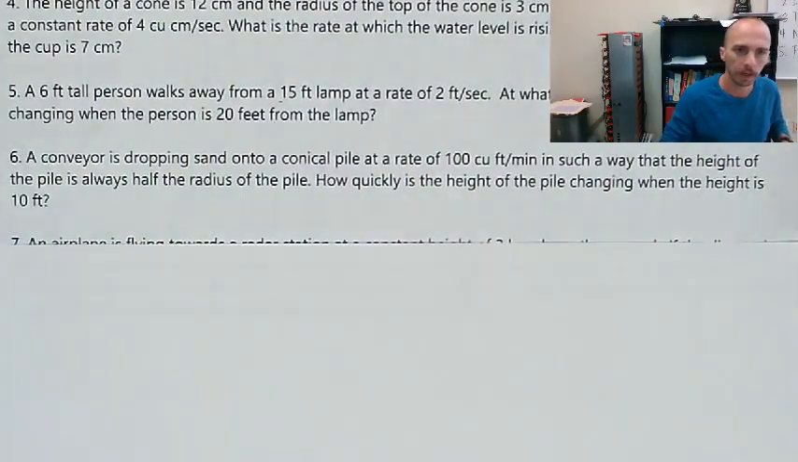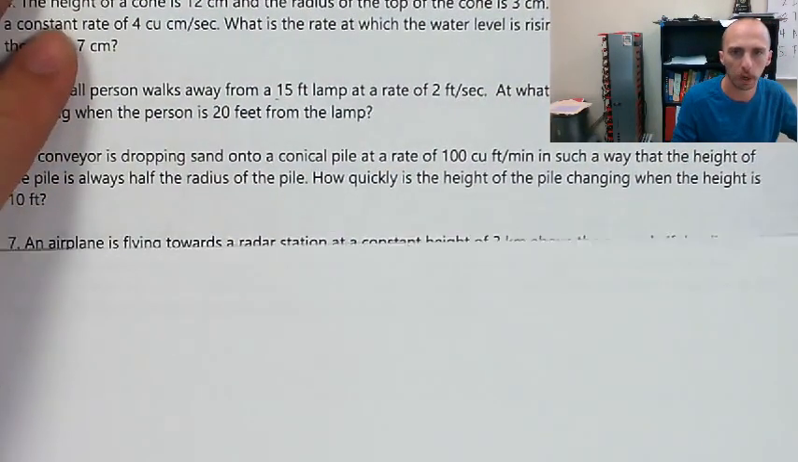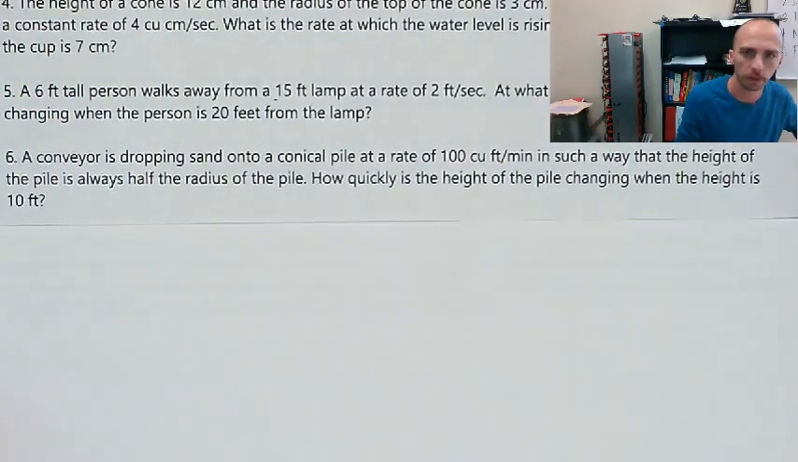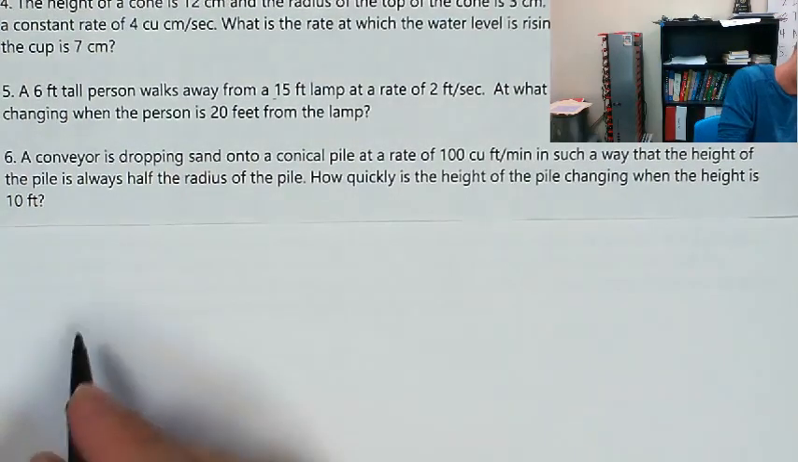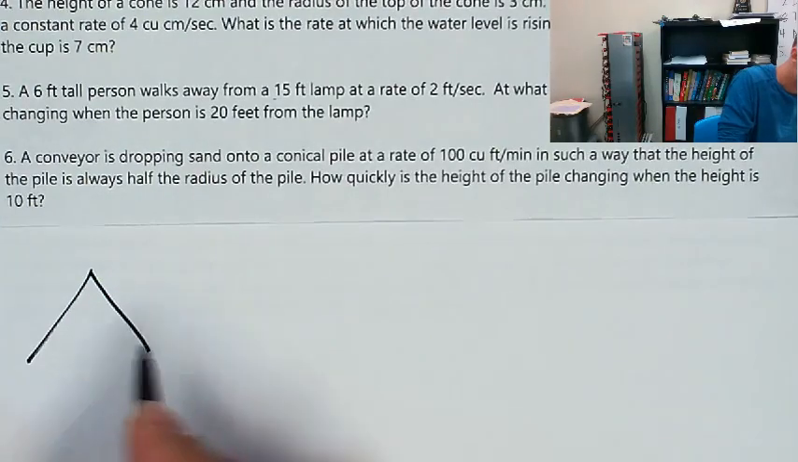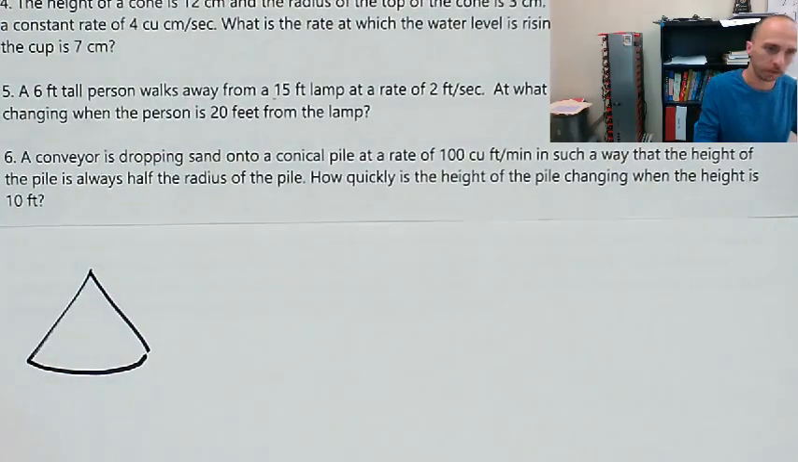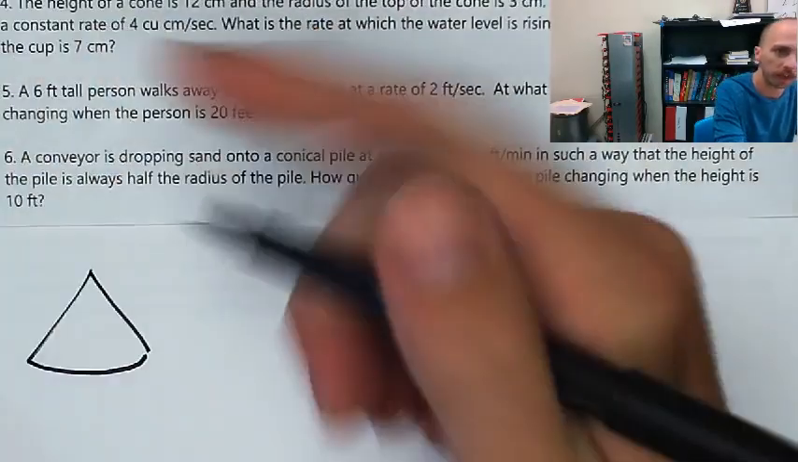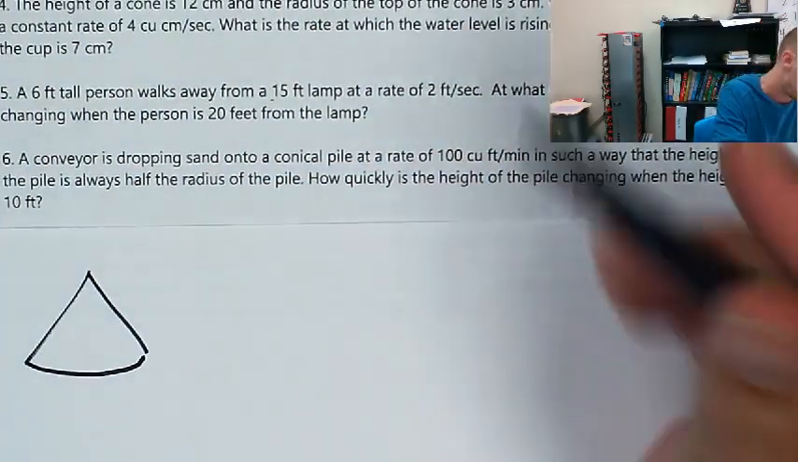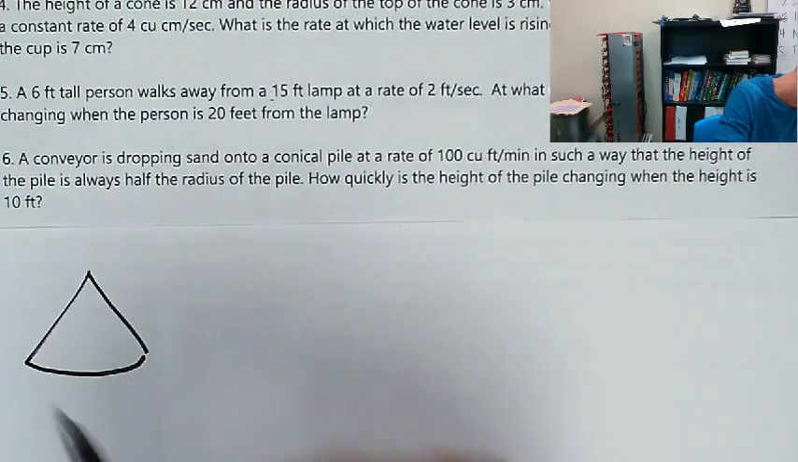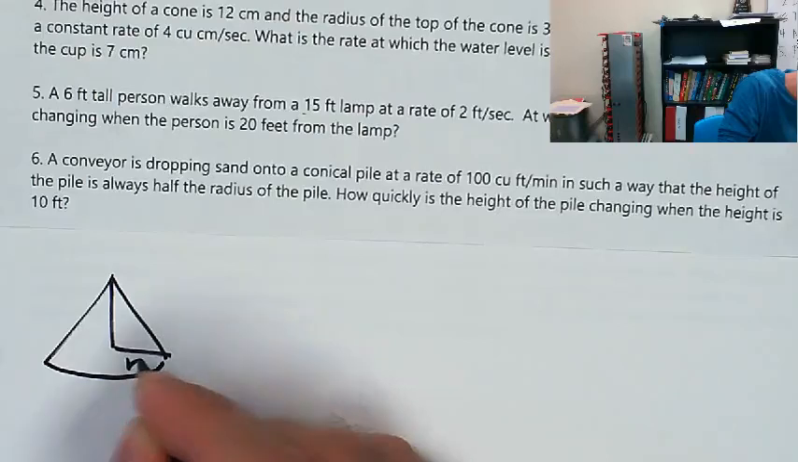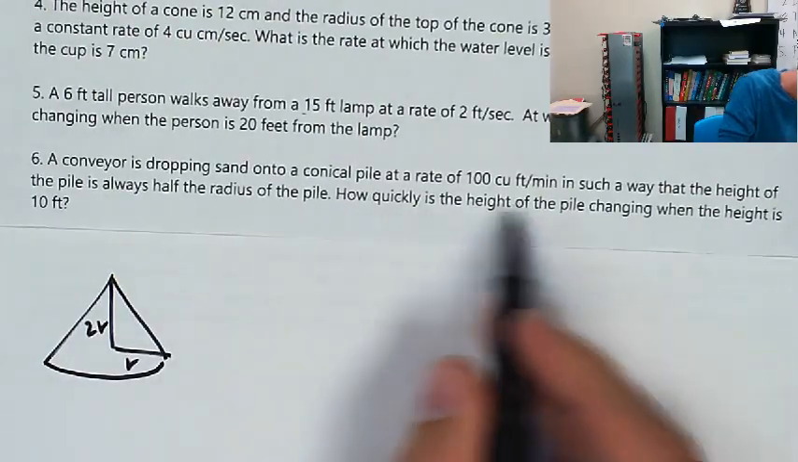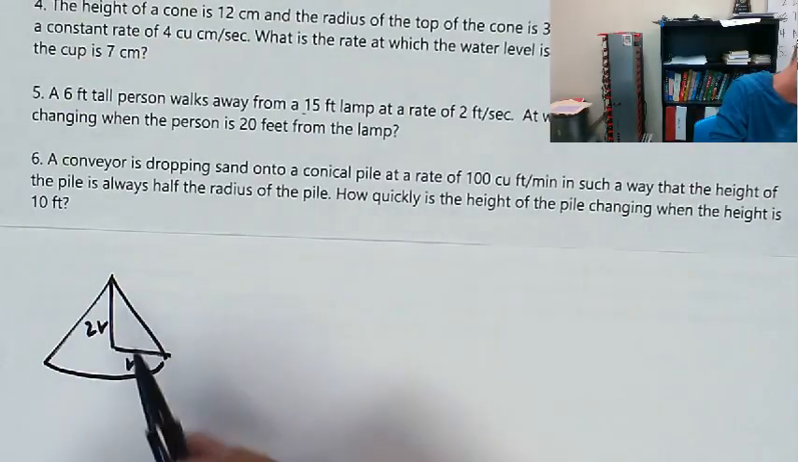All right, so the next one is a conveyor dropping sand onto a cone-shaped pile at a rate of 100 cubic feet per minute in such a way that the height of the pile is half the radius of the pile. Okay, I'm going to have to draw a picture of this. So we got ourselves a cone-shaped pile that we're just dropping sand on from above. And somehow the height is always half the radius. That's radius, and that's 2 radius. How quickly is the height of the pile changing when the height is 10 feet?